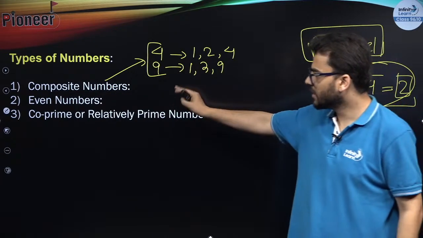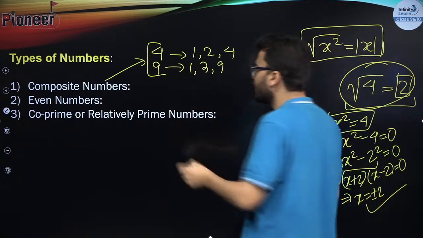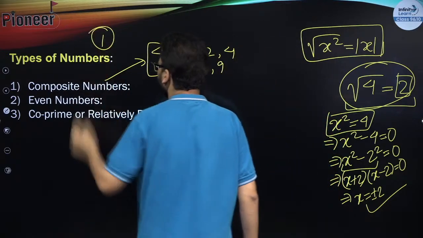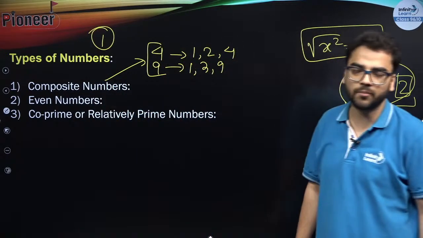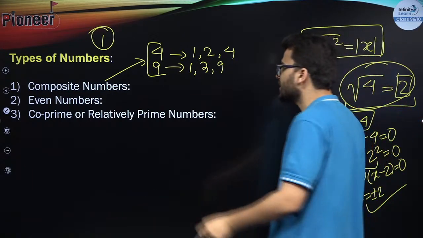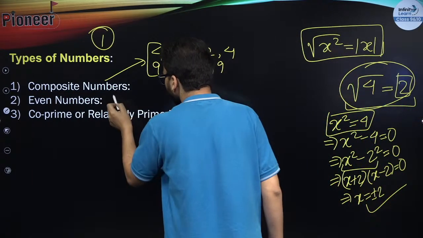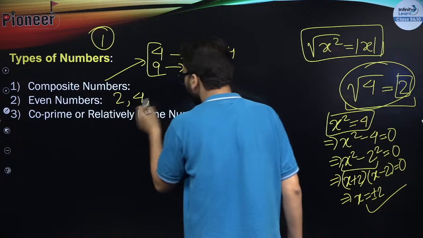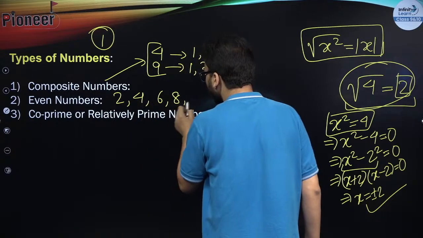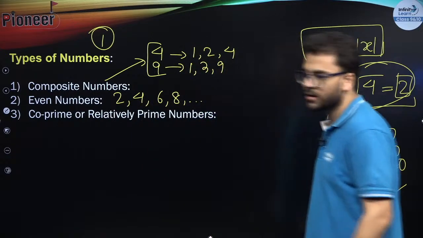So composite numbers is clear. Now there is one more thing. 1 is neither prime nor composite, because it has only one factor, that is 1 itself. Now you have even numbers, so numbers which are divisible by 2: 2, 4, 6, 8 and all that, they are called even numbers.